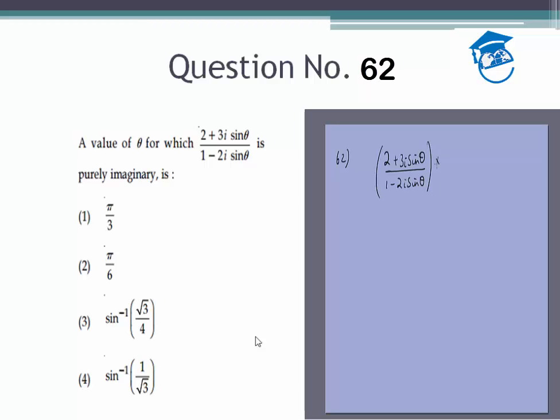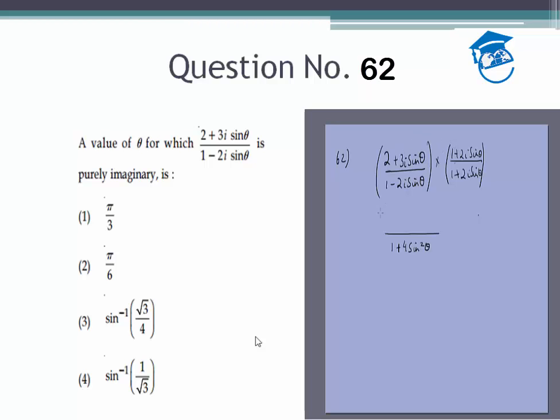So we know what we do in these sorts of complex numbers. We just multiply both the numerator and the denominator by the conjugate of the denominator, so (1 plus 2i sine theta) by (1 plus 2i sine theta). This is because this gives me a real number in the denominator, which will be 1 plus 4 sine square theta, because there's an iota square as well.